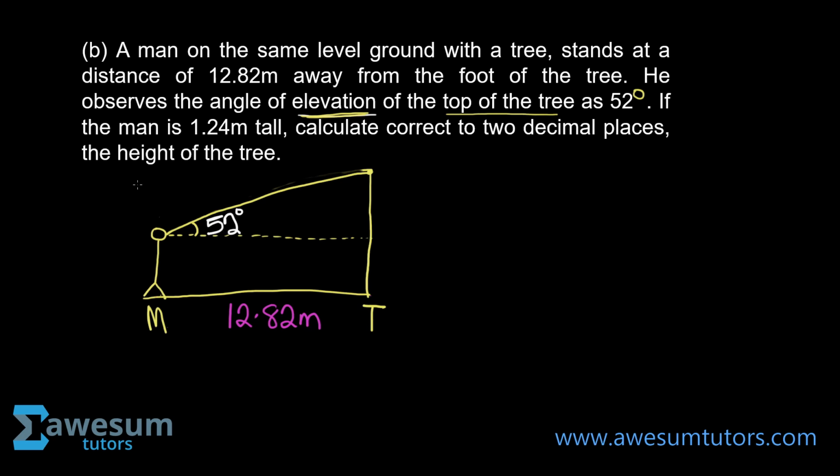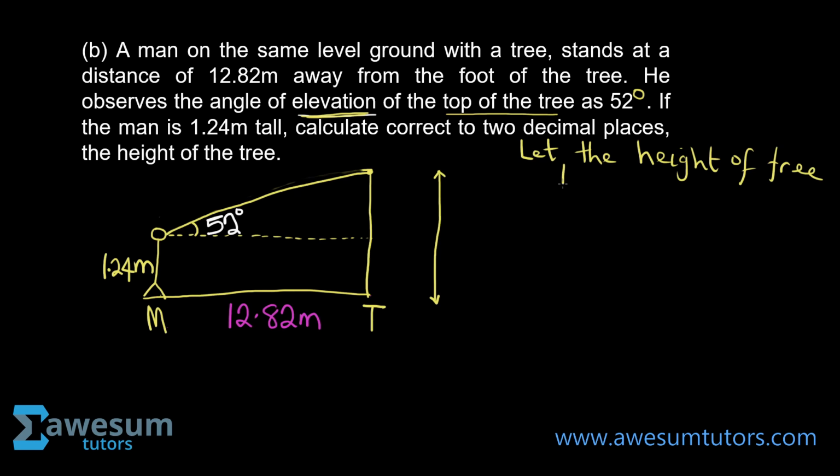Now the question says, if the man is 1.24 meters tall, this is the man right here. He is 1.24 meters tall. Now calculate to 2 decimal places the height of the tree. Where is the tree, guys? This is the tree. From here to here is the height of the tree. Okay, so I can say, let the height of the tree be y. Right? So now this is the height of the tree. This is y.